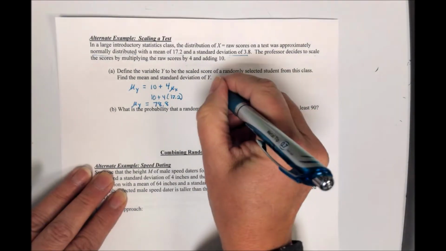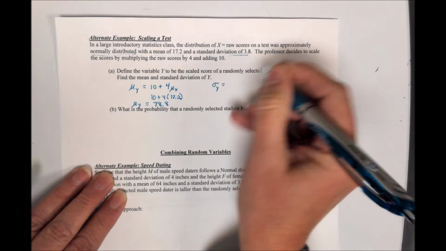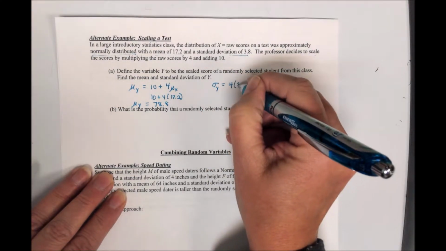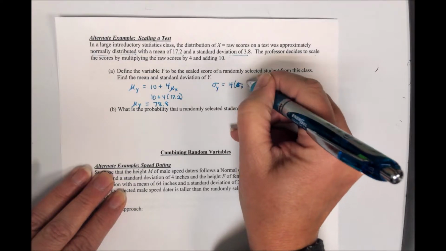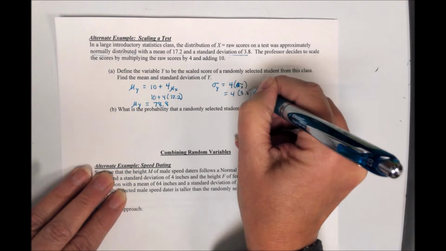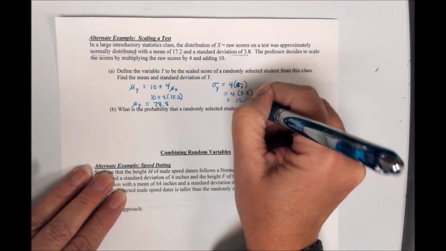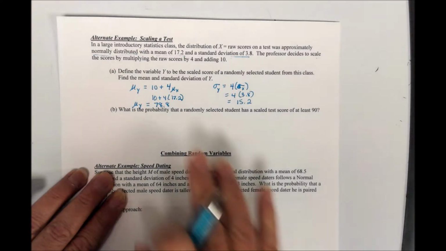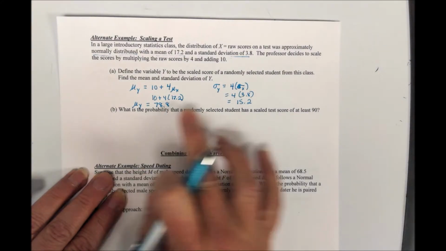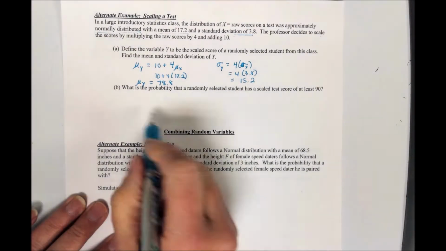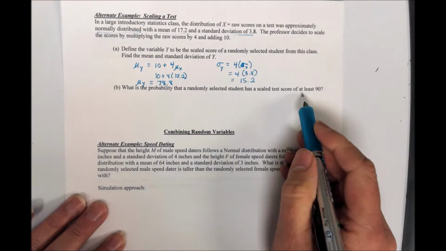The standard deviation of y, again, is only going to be the 4 times the standard deviation of x. So that's just going to be 4 times 3.8. So the standard deviation of the scaled test is 15.2. So again, only addition affects the center, not the spread. Just multiplication affects both.